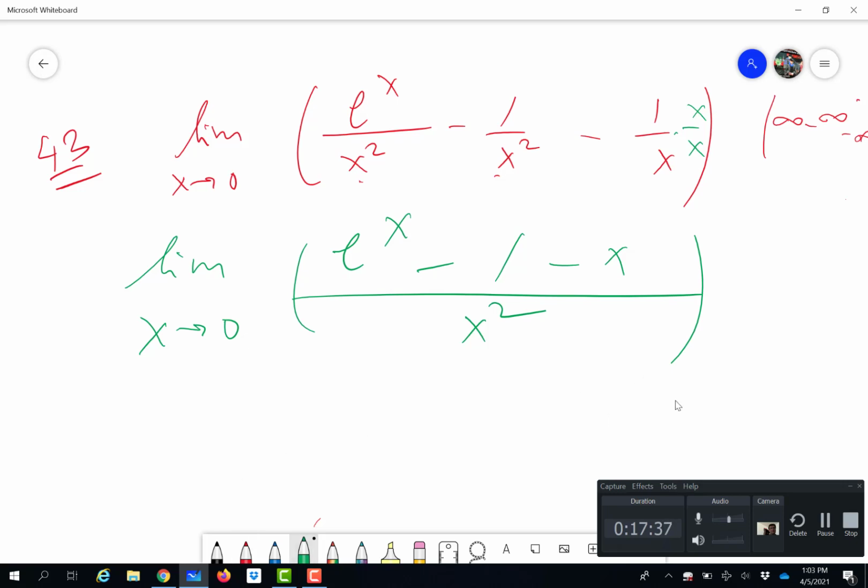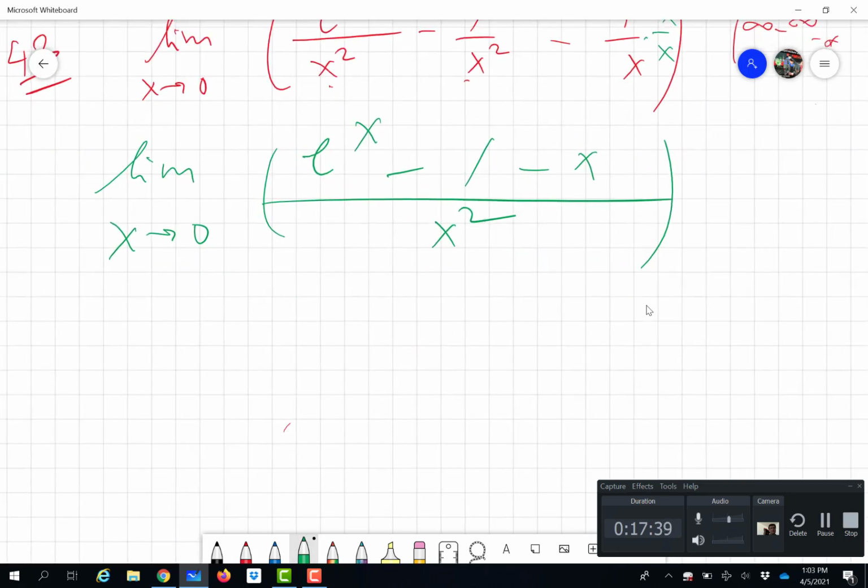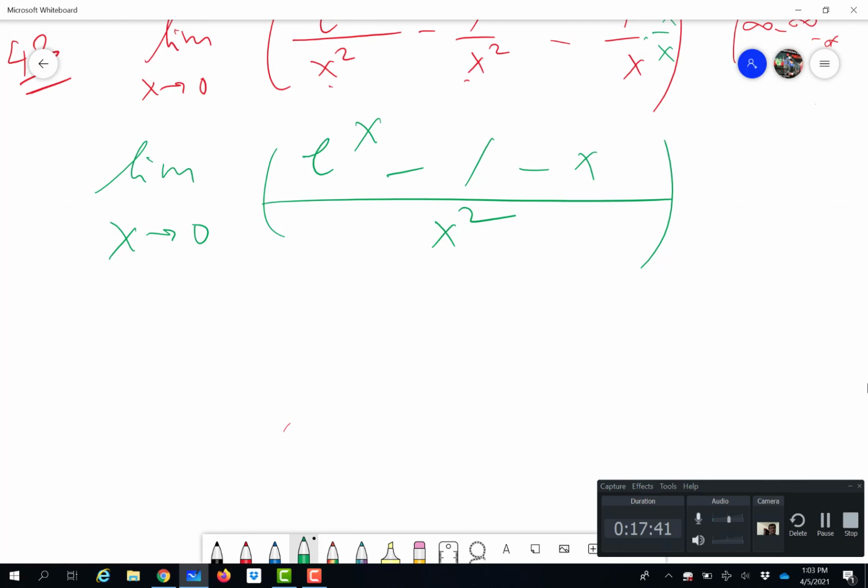Okay. So now let us plug in and see what happens now. e to the 0 is 1, minus 1, minus 0. 1 minus 1 is 0, minus 0 is 0 on the top and 0 on the bottom. Oh, we got 0 over 0. Yeah, there we can use L'Hopital rule now.